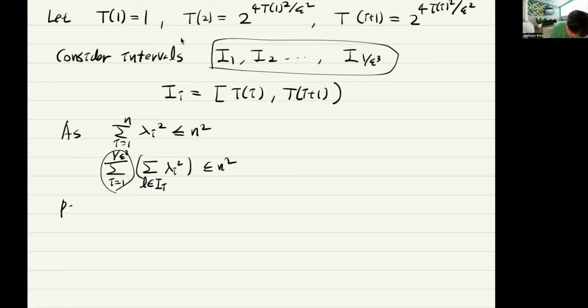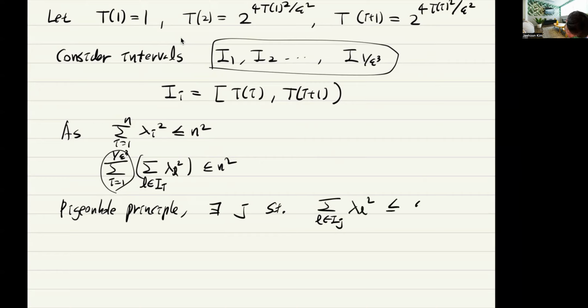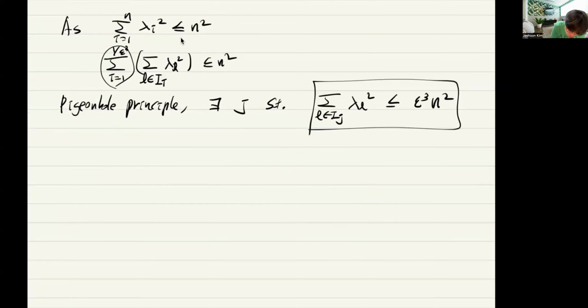So by the pigeonhole principle, there is a certain j such that the summation over all indices in I_j of lambda squared is at most epsilon cubed n squared. Okay, together with this choice of j, we fix such a j.